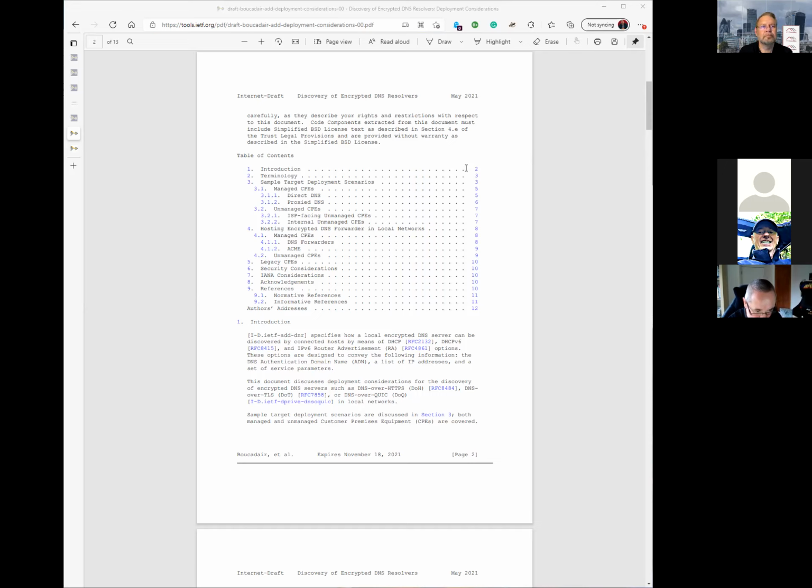And I thought this is more for implementers to know if they're deploying or trying to migrate from clear text DNS to encrypted DNS. So this is only for that purpose, and I don't care if it becomes an individual RFC or it just stays as an individual submission. But I felt it would be useful for anyone who is interested in deploying encrypted DNS resolvers.